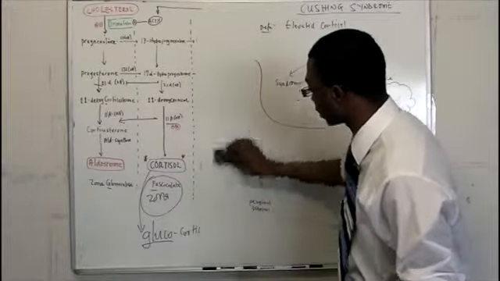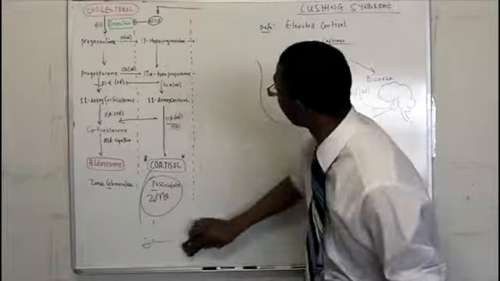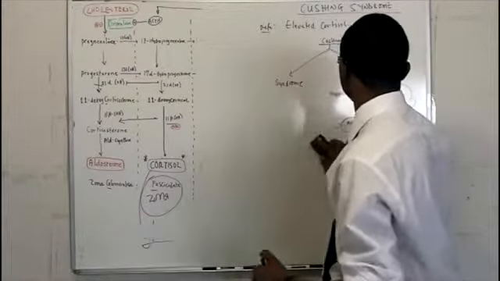Just in the interest of space, we're going to erase just this part. And this is in the zona reticularis. We just got rid of the reticularis, guys. And now let's talk about Cushing's.